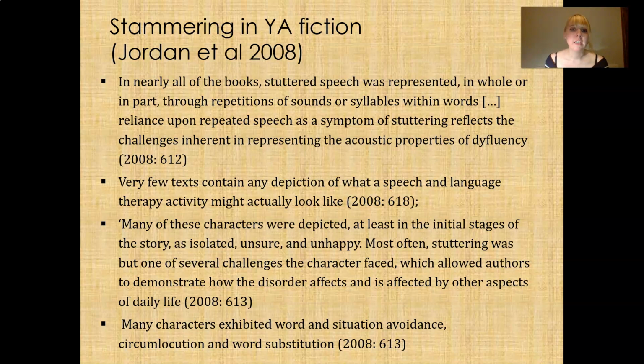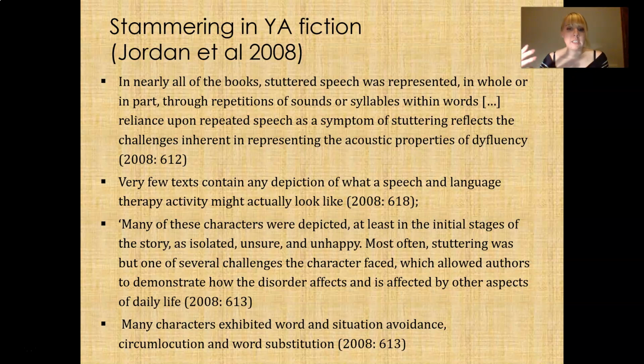They say many of the characters were depicted, at least in the initial stages of the story, as isolated, unsure and unhappy. Most often stuttering was one of several challenges the character faced, which allowed authors to demonstrate how the disorder affects and is affected by other aspects of daily life. So not just thinking about the stammer as something in isolation, but as interacting with lots of other environmental, social and developmental pressures.